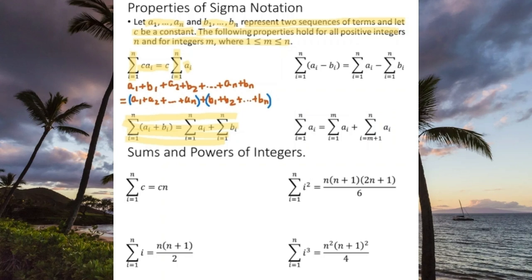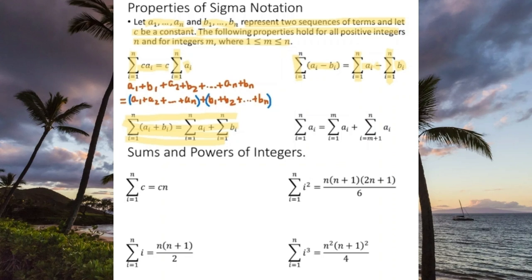The sum of the a's would be the sum from i equals 1 to n of a_i, while the sum of the b's would be the sum from i equals 1 to n of b_i. Now, similar to addition, we do also have the same property for subtraction. If we have the sum from i equals 1 to n of a_i minus b_i, that equals the sum from i equals 1 to n of a_i minus the sum from i equals 1 to n of b_i. So the summation of the difference of two sequences equals the difference of the summation of those sequences.